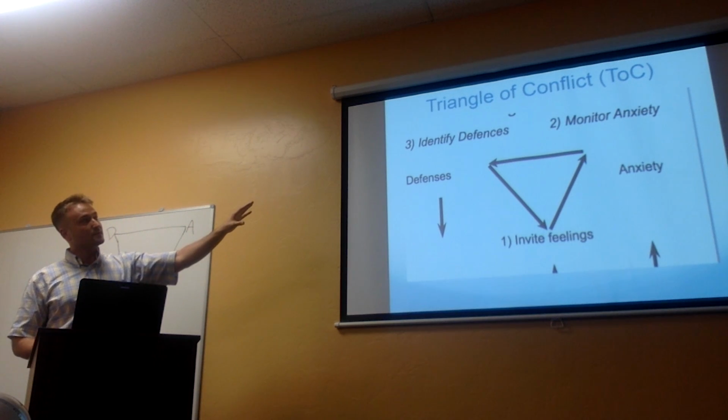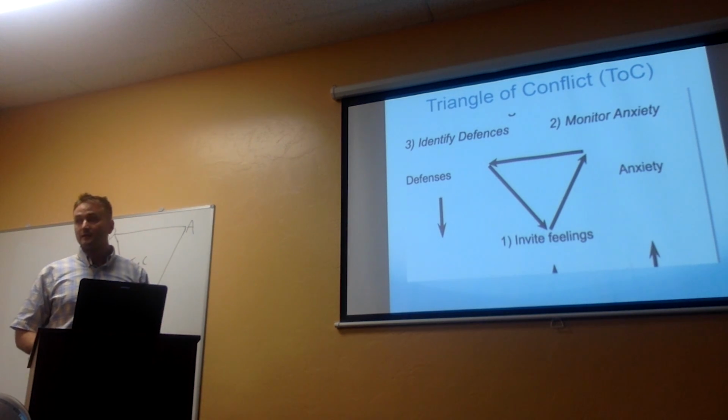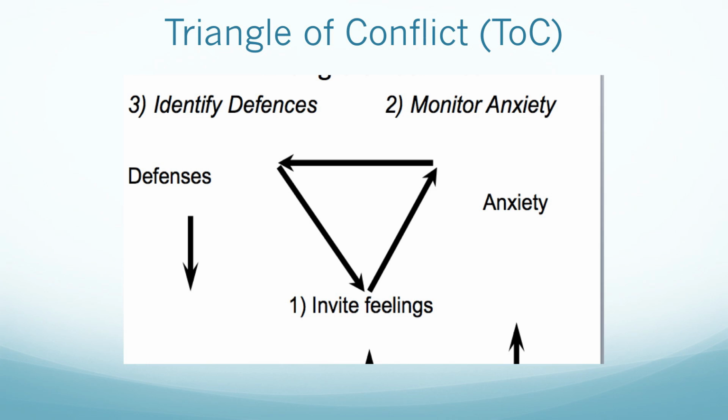So this takes us to an important concept in this model called the triangle of conflict. I've drawn it there, but it essentially says that stimuli in the environment trigger feelings and impulses, which mobilize anxiety, which triggers defenses used to manage the anxiety. Keep that in mind, it'll keep popping up.